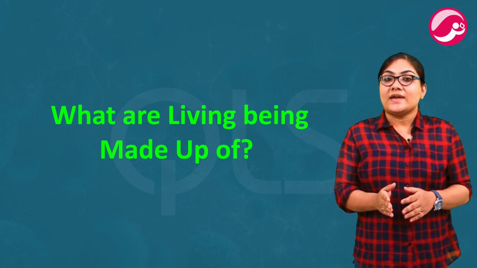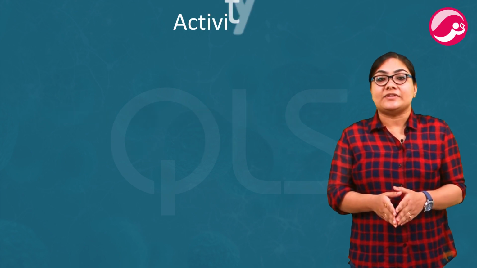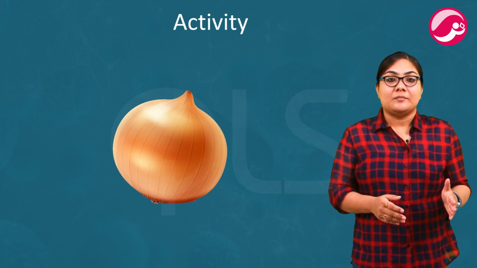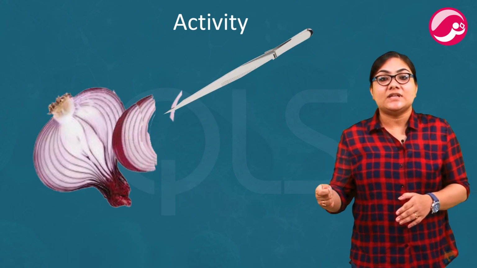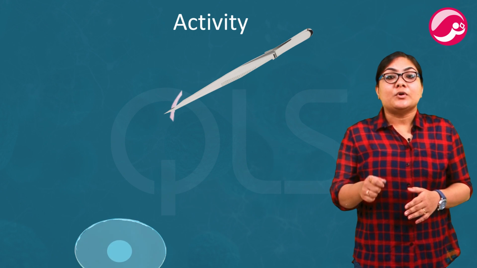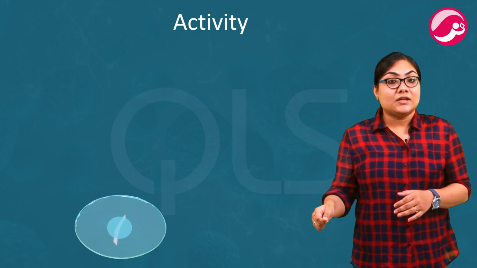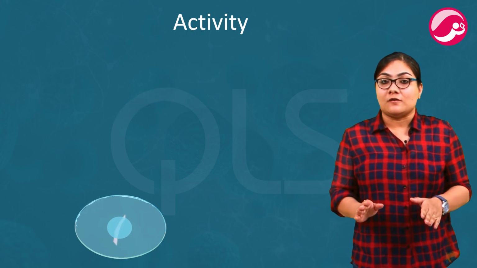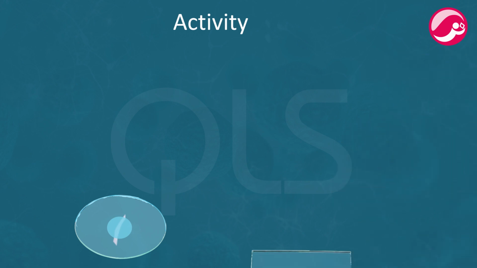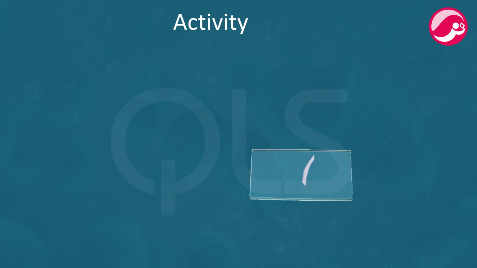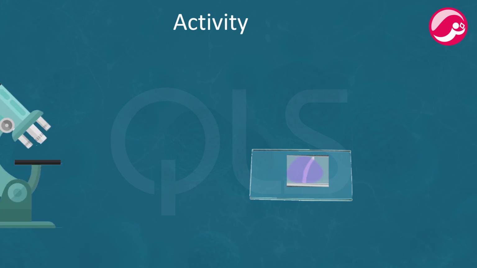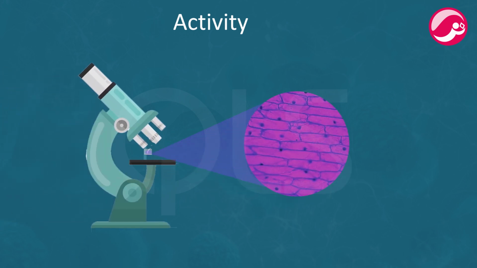To understand this question, let's perform a simple activity. Take an onion bulb. With the help of forceps, peel off the skin from the inner side of the onion. Immediately, put the peel on a watch glass containing water so that it does not dry off. Carefully transfer the peel from the watch glass to a glass slide with the help of a brush. Now, add a drop of safranin solution to the peel and cover it with a cover slip. At last, we observe the glass slide under a microscope.